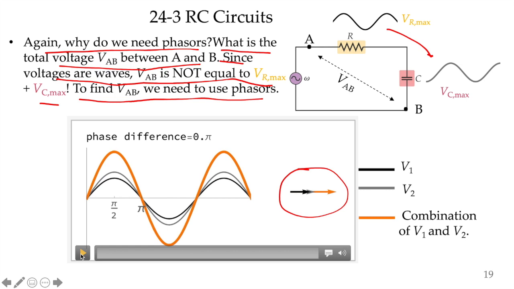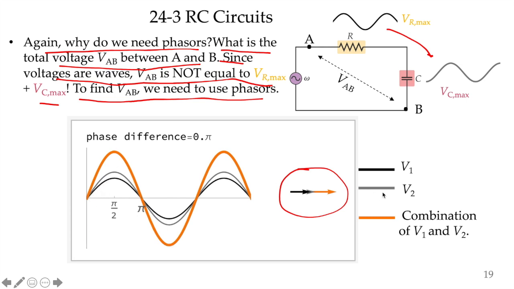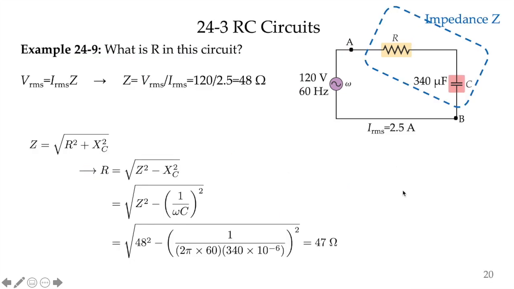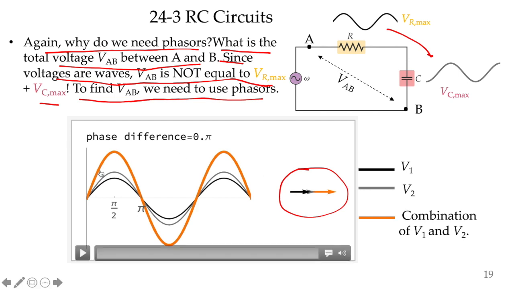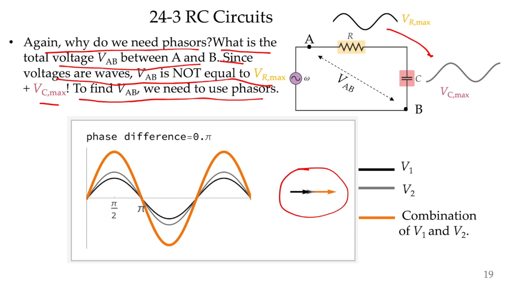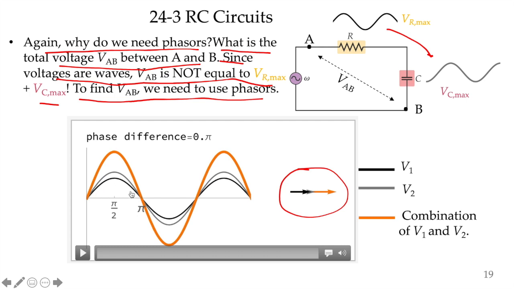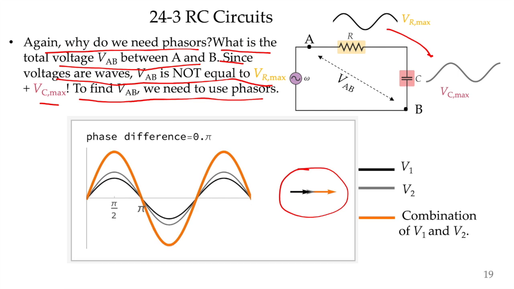So I'm going to play this now. What we have here is two waves, the black and the gray. Let's say this is voltage 1, the other one is voltage 2. And the orange one is the addition of these two voltages. See here, the voltages have different amplitudes. The gray one actually has more amplitude. But at this moment, you can see that they are in phase. They become 0 at time equals 0.